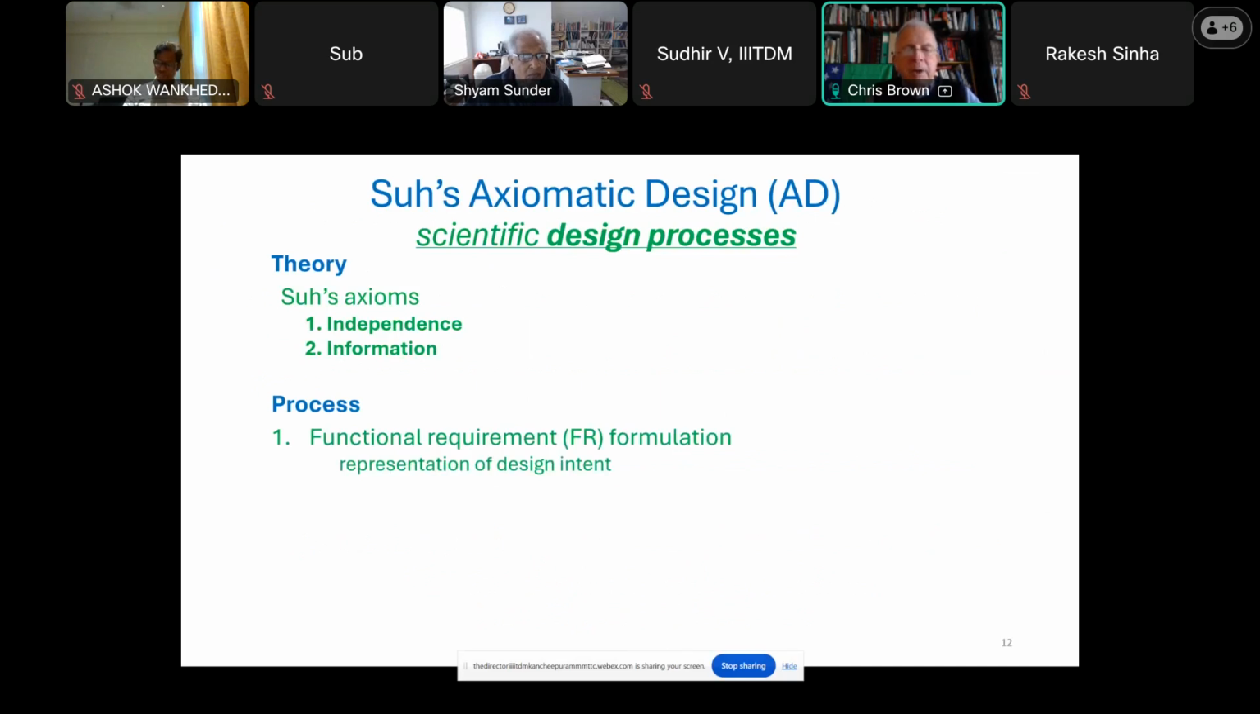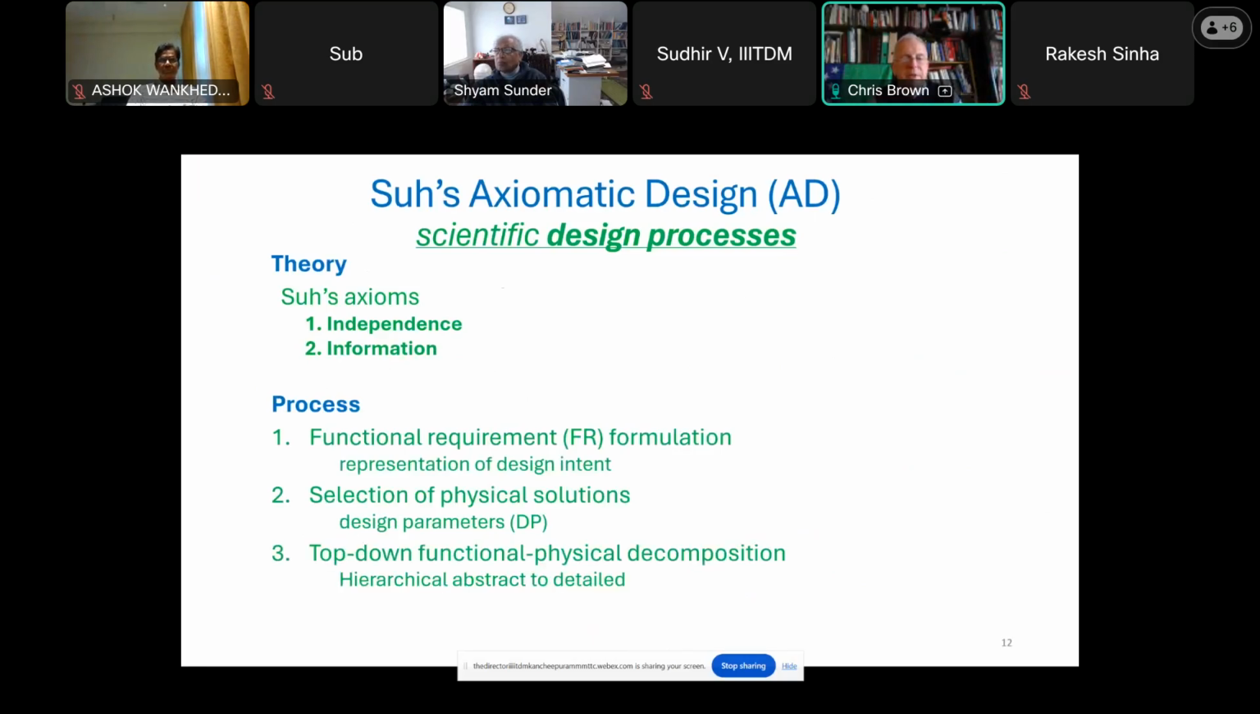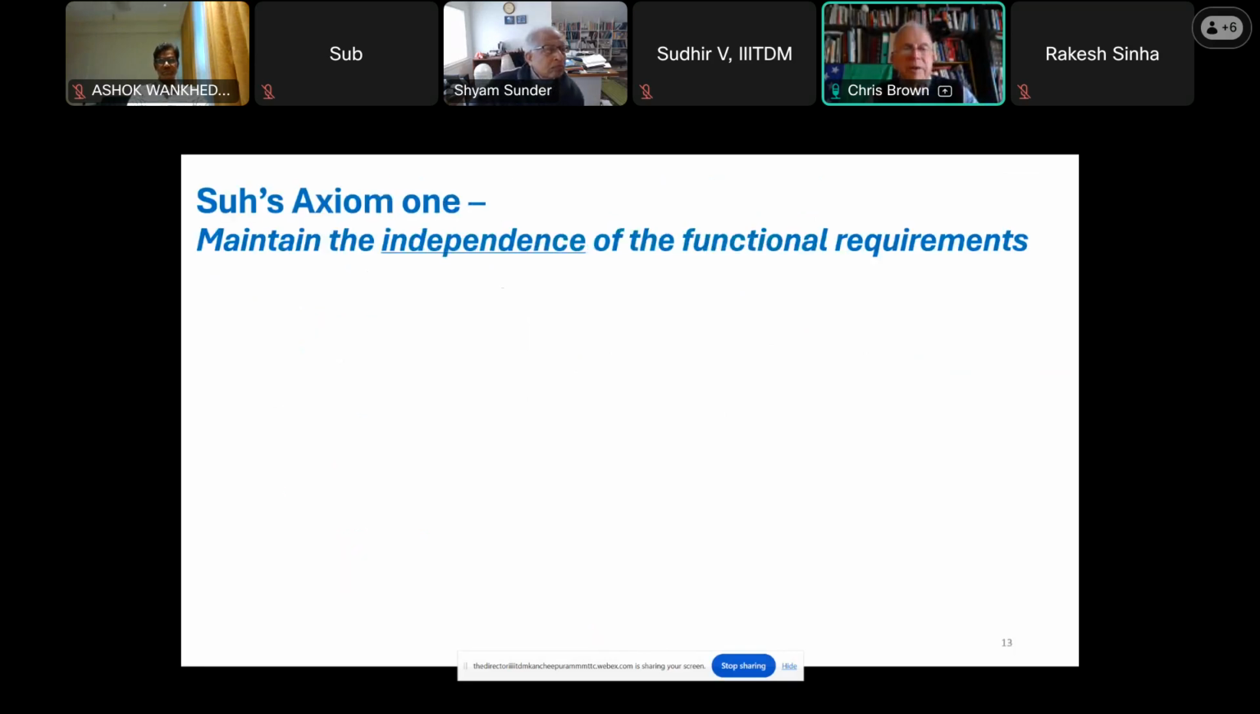And then it's accompanied by a design process, which is based on the theory. So it's a formulation of functional requirements representing the design intent, then the physical solutions, or maybe software or organizational, but physical solutions. These we call the design parameters, and then a top-down functional physical decomposition. And we'll be looking at those things shortly. And then the bottom-up integration, physical integration.